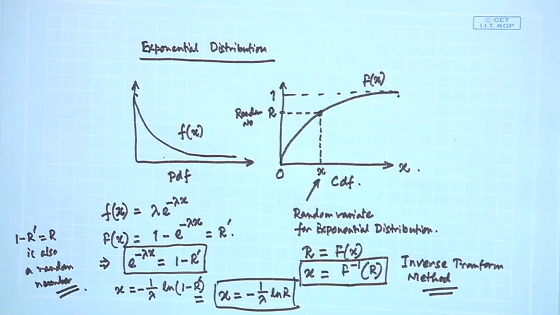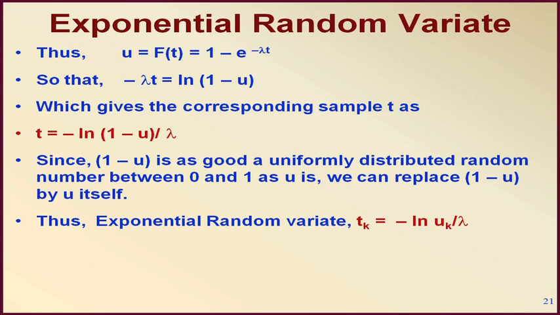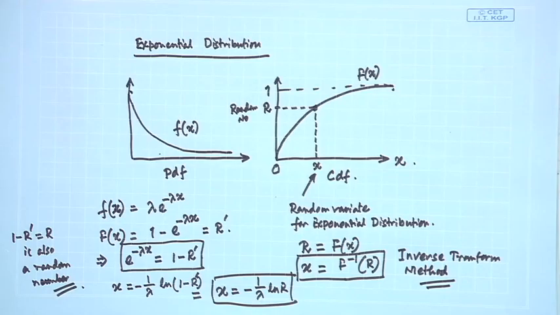Okay. So, that is how we can actually get a random variate from an exponential distribution, right. So, that is exactly, if you look at that particular one, t equal to minus ln(1 minus u) by lambda, or t equal to minus ln u by lambda, and thus the exponential random variate t_k equal to minus ln u_k by lambda. So, this is how we can actually compute an exponential random variate, right.